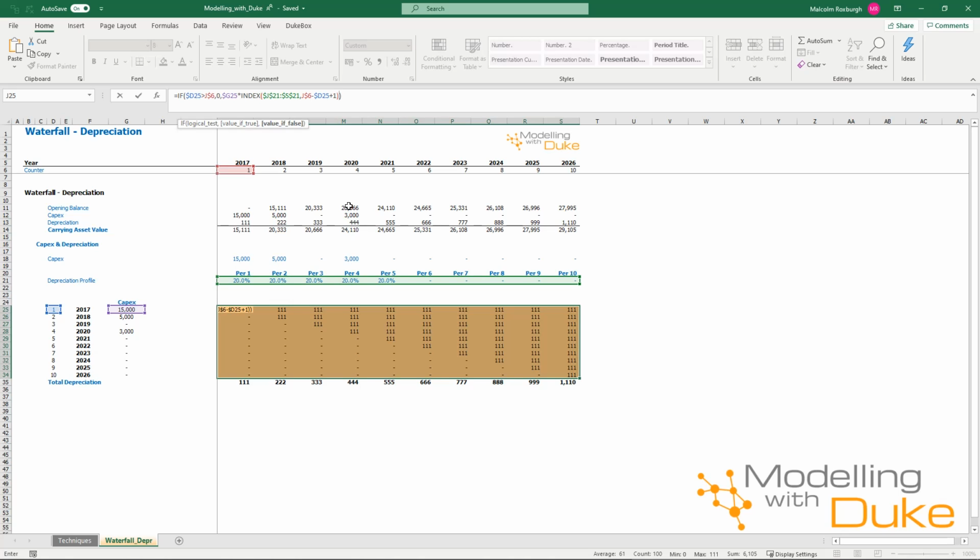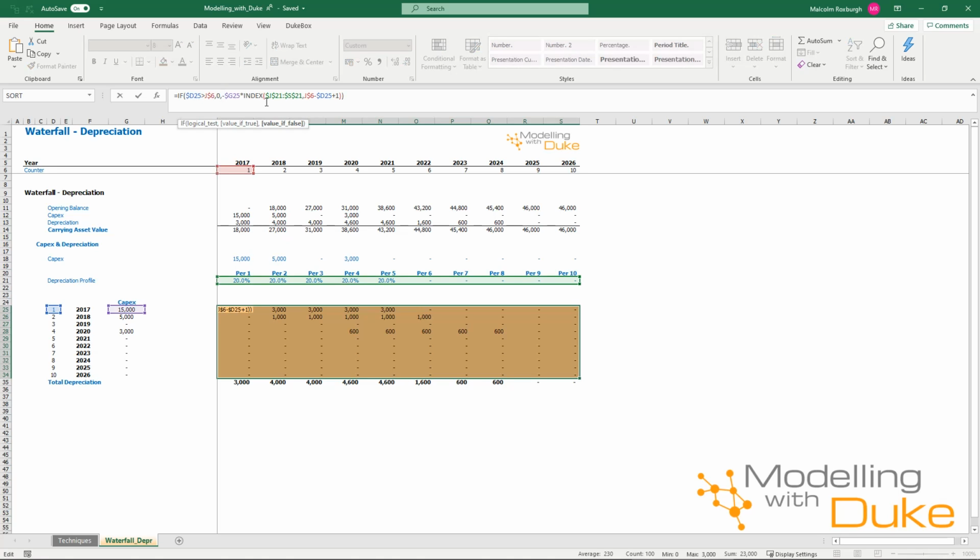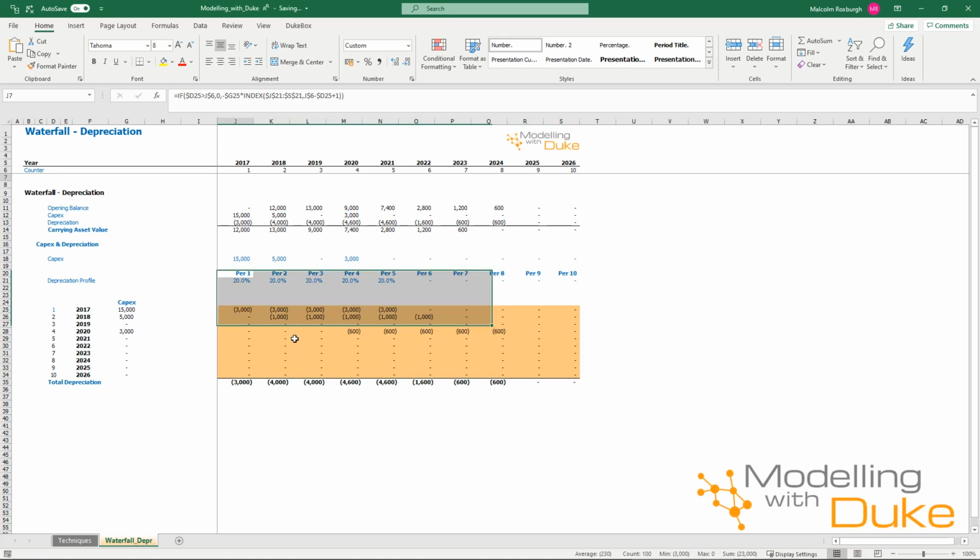So I can close my index, Control Enter, and there's our depreciation profile. So each of these, of course, adding up to the total capex, and a single formula correctly picking up that these 5 years of depreciation start in 2020 and last for 5 years. Now the only thing I've missed there is that I need my depreciation to be negative, so I'm just going to put a minus sign in there, and that's it. That's our depreciation.